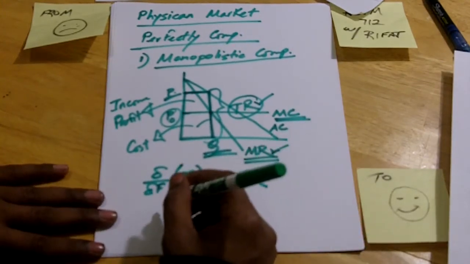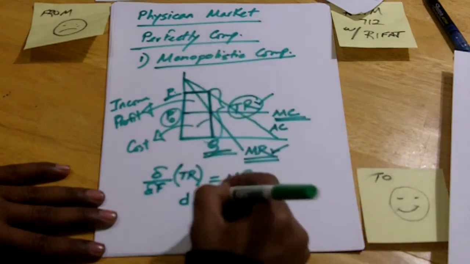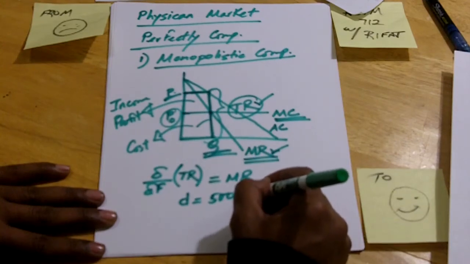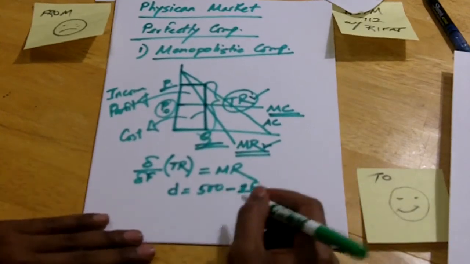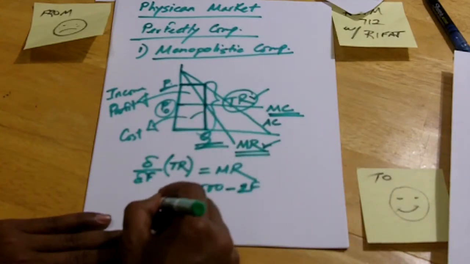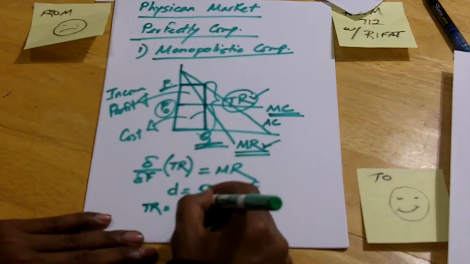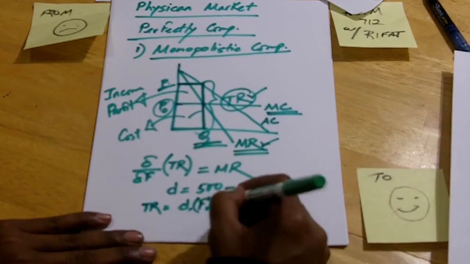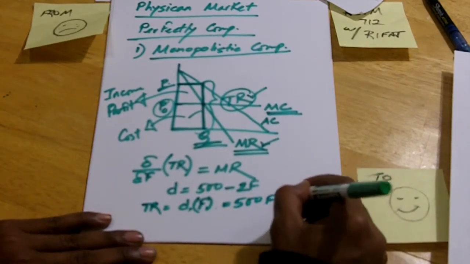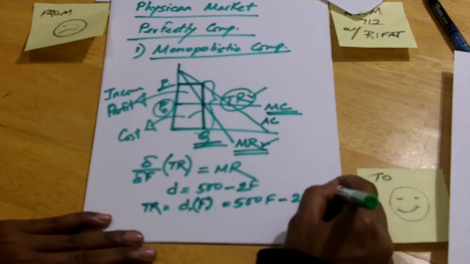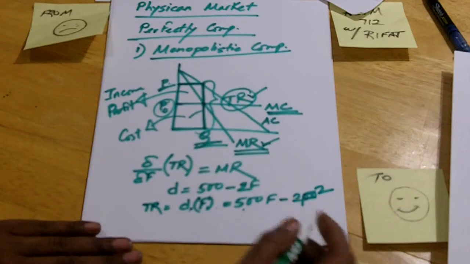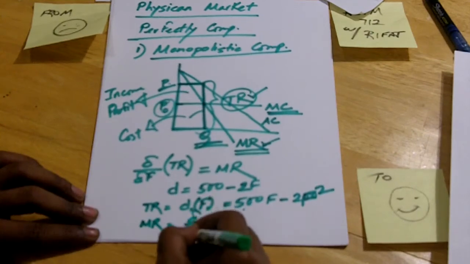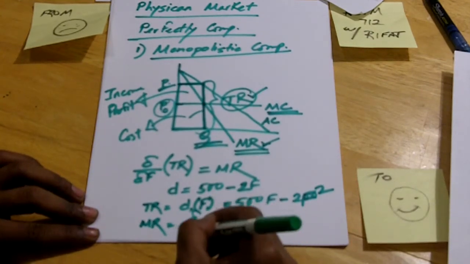So if it is given that D, the demand equation again, D equals 500 minus 2P. So what will be your total revenue? Total revenue will be your demand times your price. Here demand is multiplied by price, so it would be 500P minus 2P square. Now we have to differentiate it to get the marginal revenue. How do we differentiate it? We differentiate with respect to P.